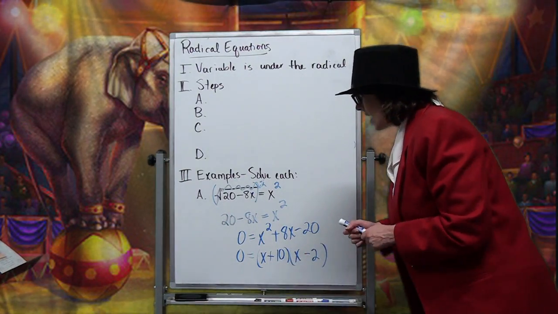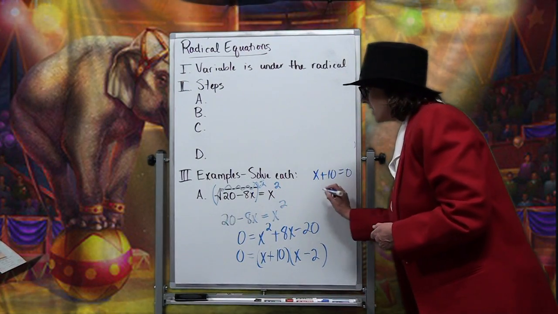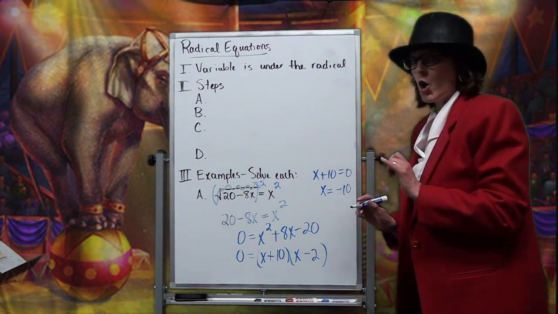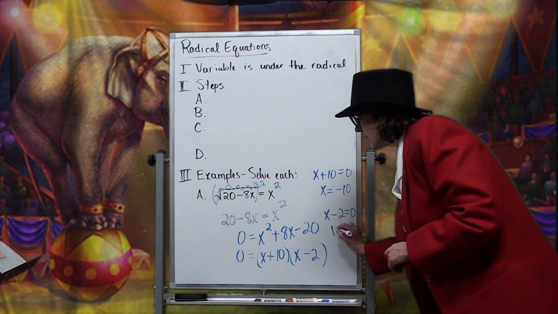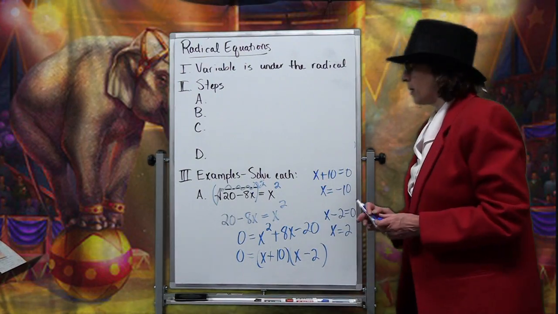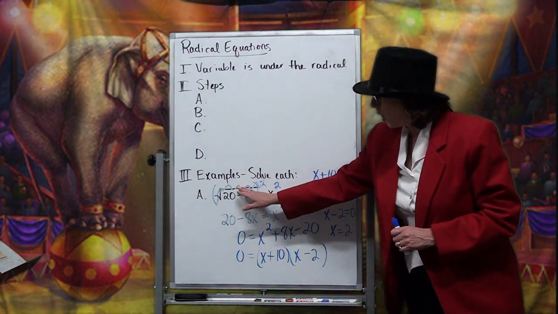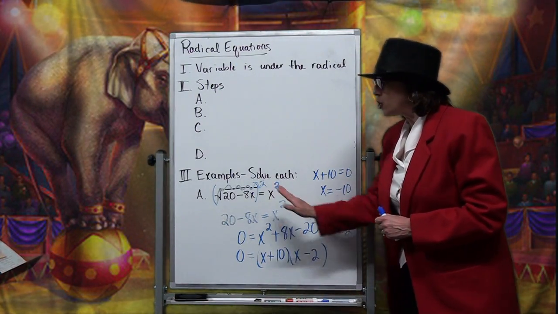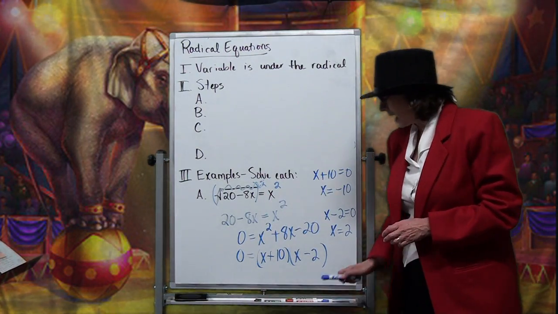So either this x plus 10 is the 0, and if that's the case, x is going to be negative 10 because I'll just subtract 10 from both sides, or the x minus 2 is the 0, in which case x is 2 because I'm going to add 2 to both sides. But now I have to be very careful because recall there was a radical there from the beginning. So these are the 2 numbers that I should be able to plug in right here and get the left and the right side to be the same.